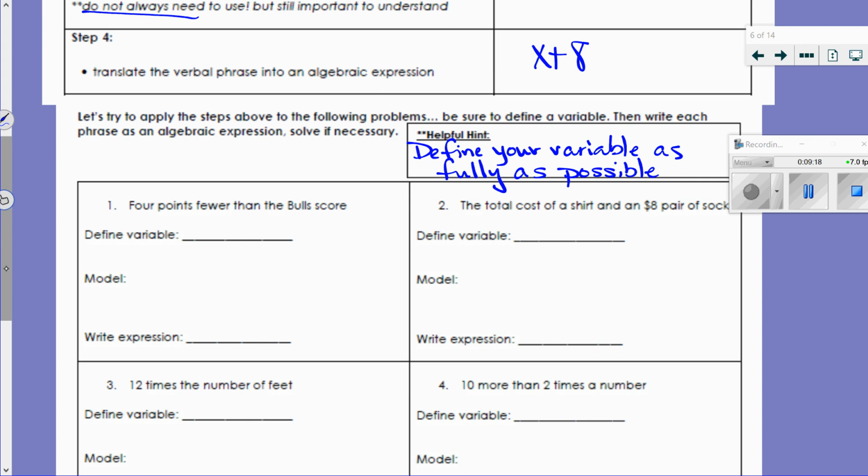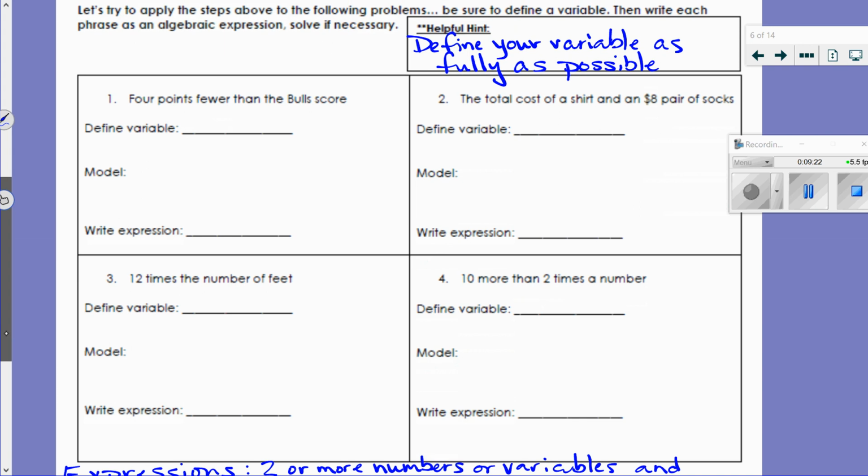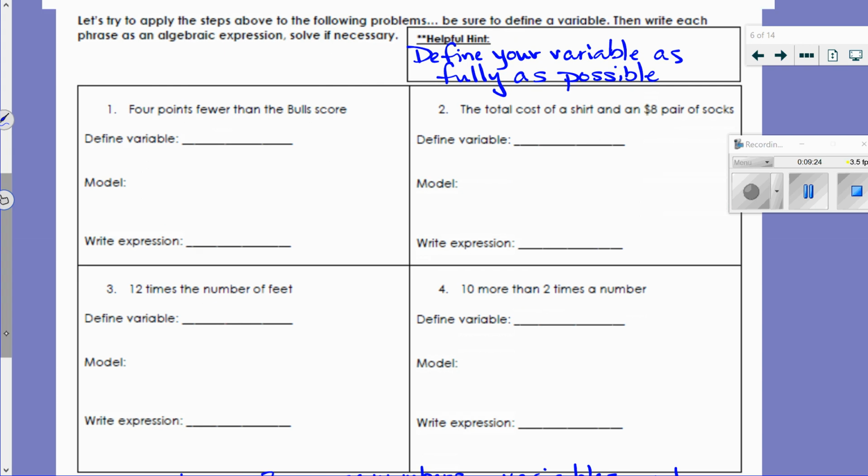For right now, don't worry about the models. We haven't shown you guys the models for all of these yet. I will add those in for you. But we do want you to go ahead, read the problem, define your variable, and then write the expression. And then we'll fill the model in a minute. We will give you guys 4 minutes to do 4 problems. You may work as a group. Go.